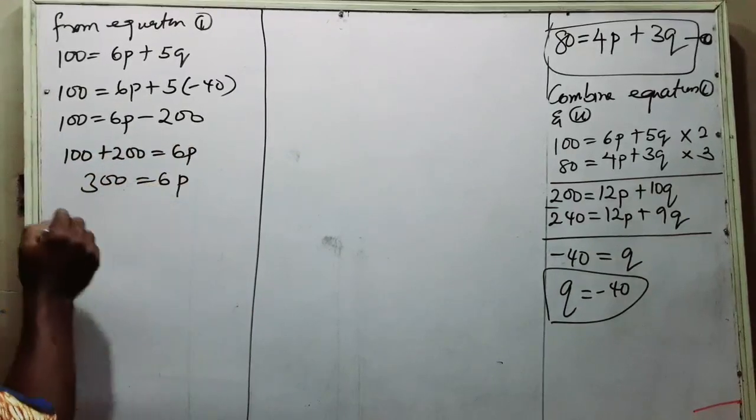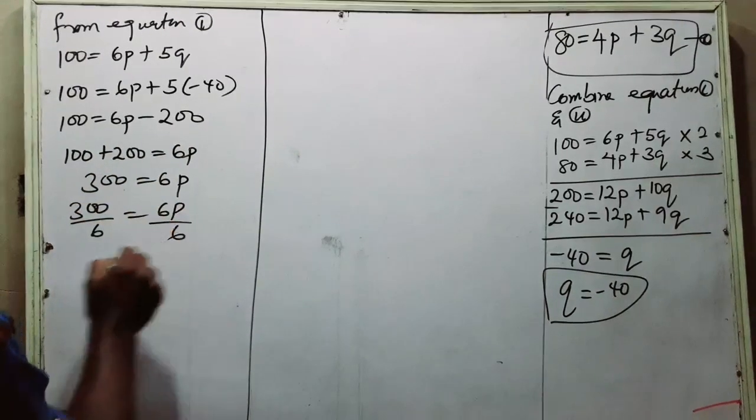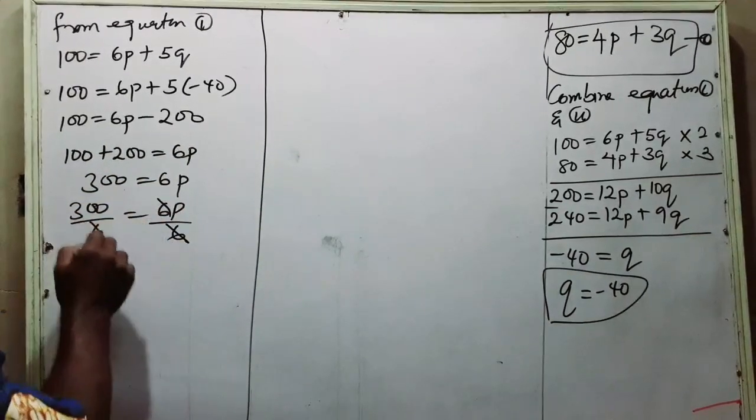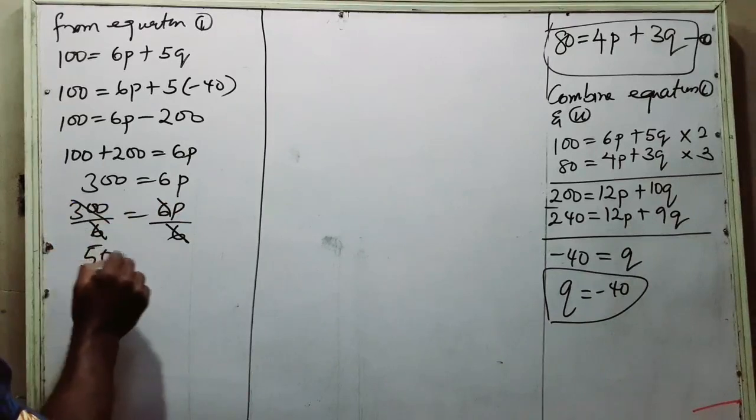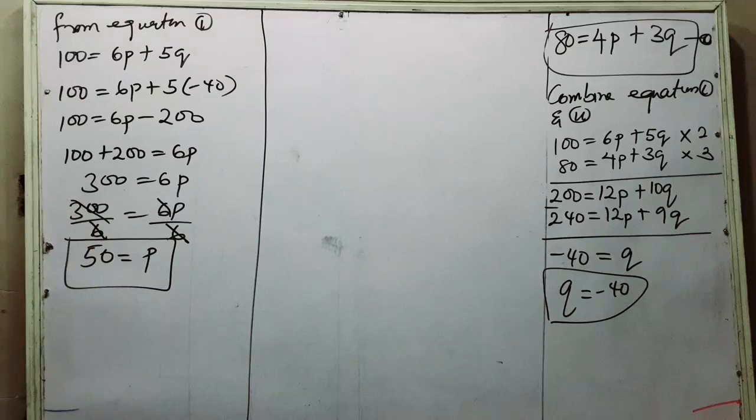Let's divide both sides by 6. 6p divided by 6, this will cancel this. 300 divided by 6 is 50, so 50 is equal to p. Now, this is the value.